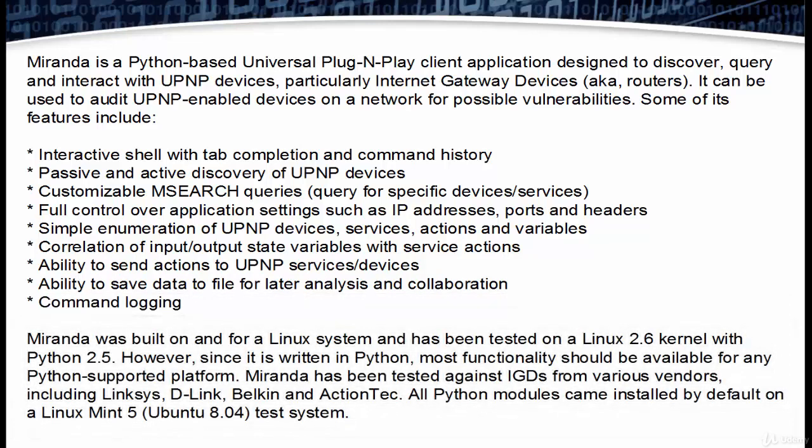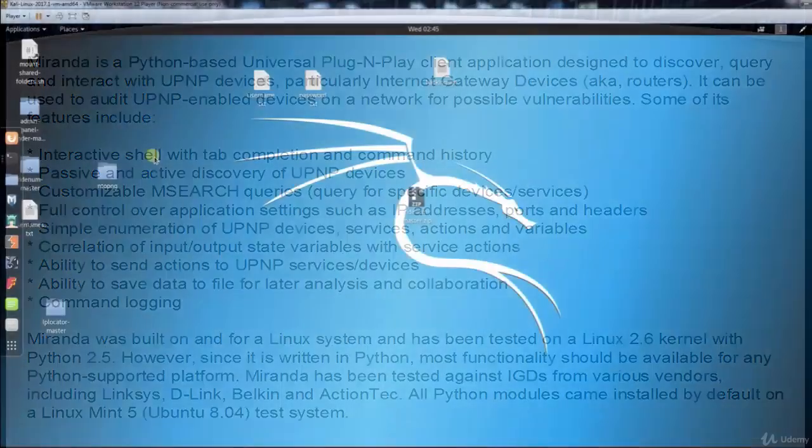Miranda was built on and is meant for Linux systems and has been tested on the Linux 2.6 kernel with Python 2.5. However, it is written in Python, so most functionality should be available on any Python supported platform. Miranda has been tested against IGDs from various vendors including Linksys, D-Link, Belkin, and Actiontec. All Python modules came installed by default on a Linux Mint 5 test system.